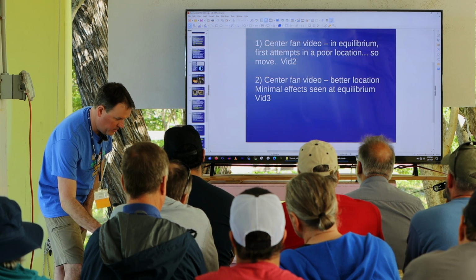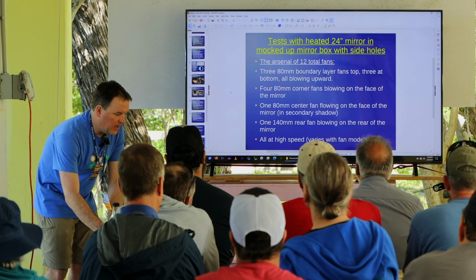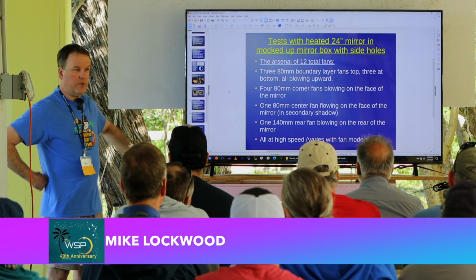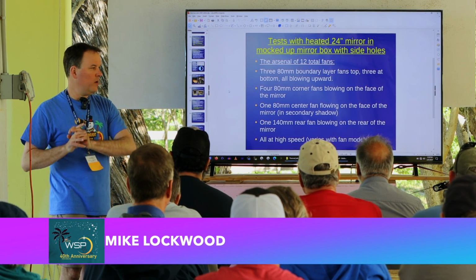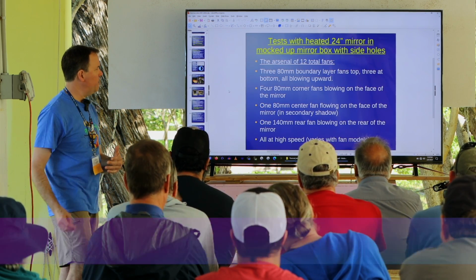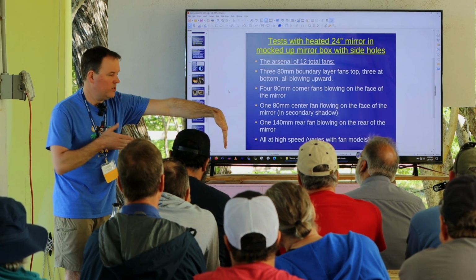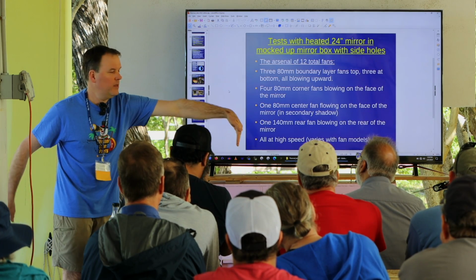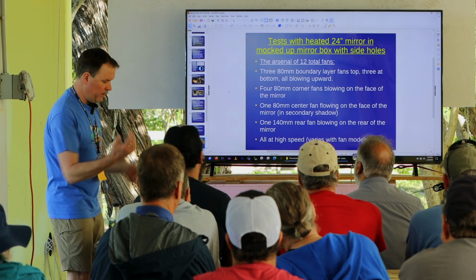Let's see here. So for this next test, I had a 24-inch mirror and a mocked-up mirror box with side holes. That was a view from the front. That was looking straight down the tester with the camera at the face of the mirror. But now we're going to put that mirror on the other side of the fake mirror box so we can look through and monitor the air movement inside that mirror box using that mirror to reflect it back to us. Okay? So we flip things around.